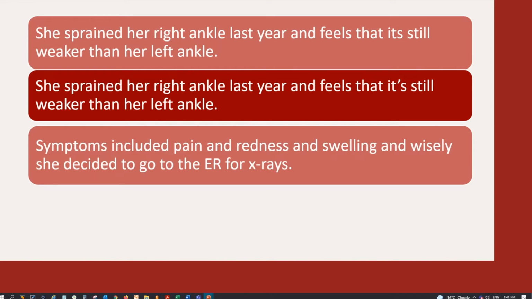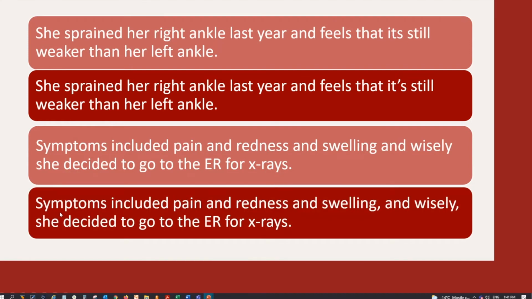Symptoms included pain and redness and swelling, and wisely she decided to go to the ER for x-rays. Okay, so symptoms included pain and redness and swelling. So that's a complete sentence on its own. It's a list, but they're all separated with and, so we don't need commas.